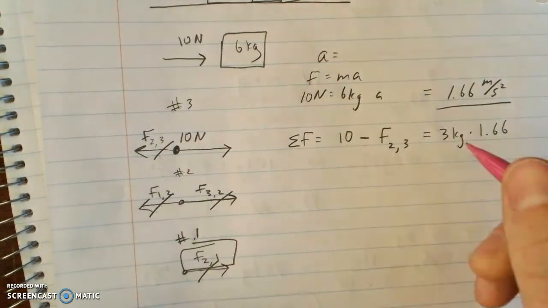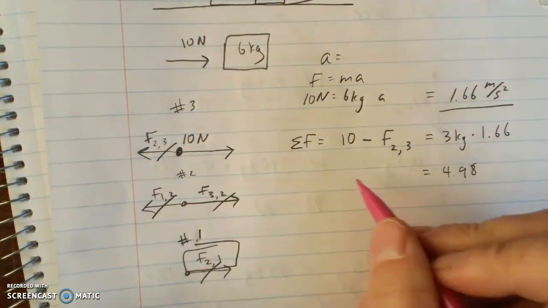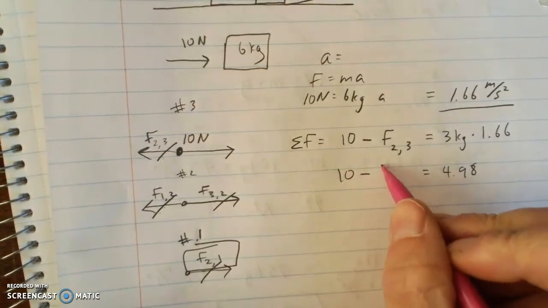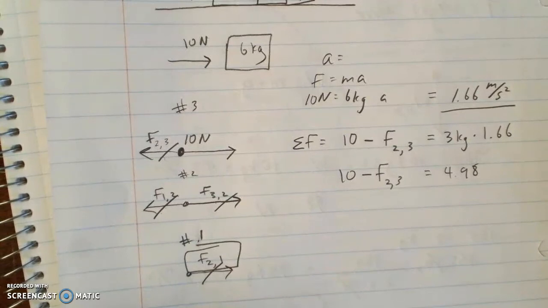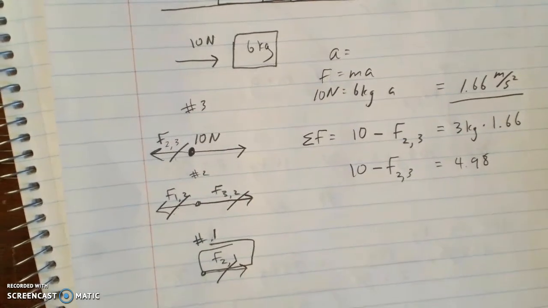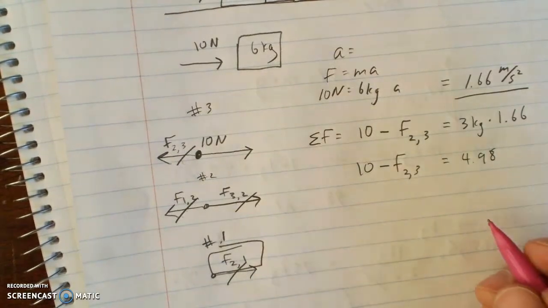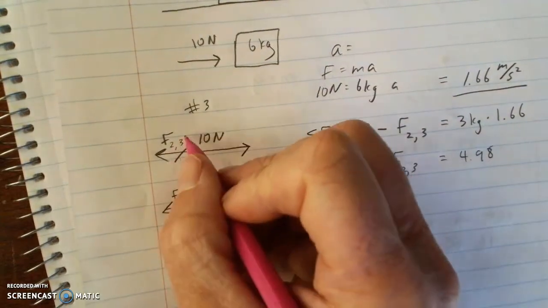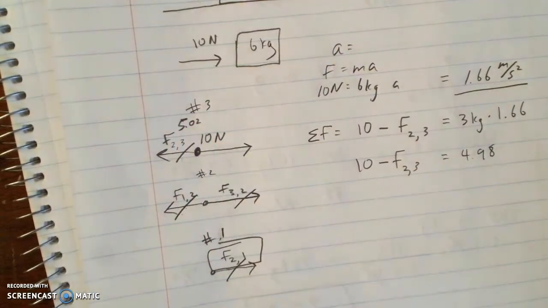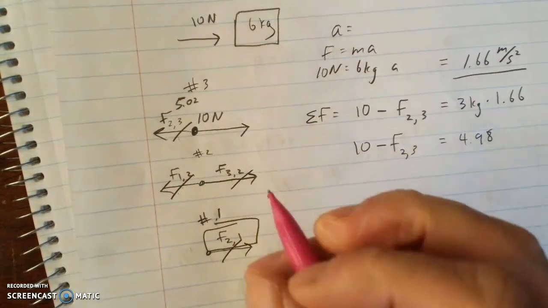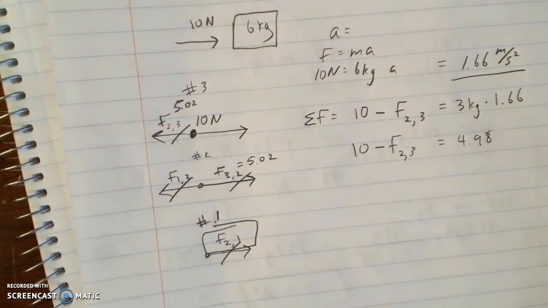is going to give me 4.98. That's going to be the magnitude of the net force. So 10 minus the force by 2 on 3 is going to give me 4.98. So the force by 2 on 3 is 5.02. I can write that here in the free body diagram, 5.02 newtons back to the left. I can also write it on the free body diagram here, 5.02 of block number 2.